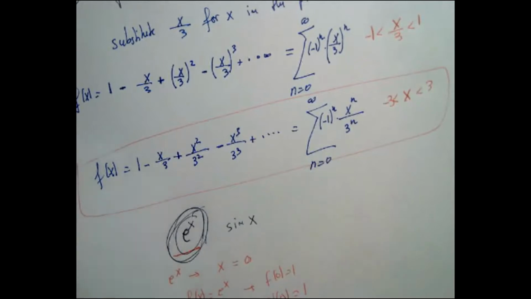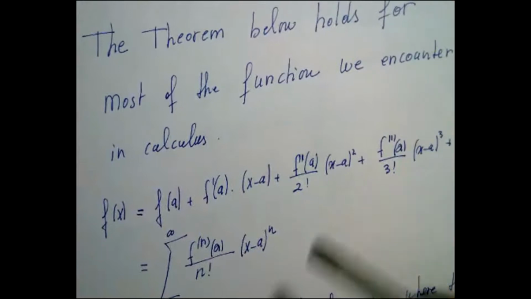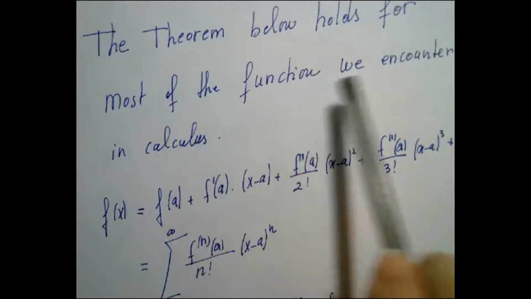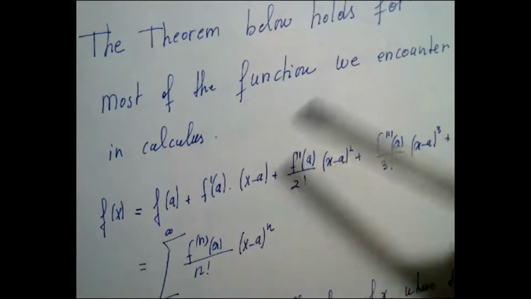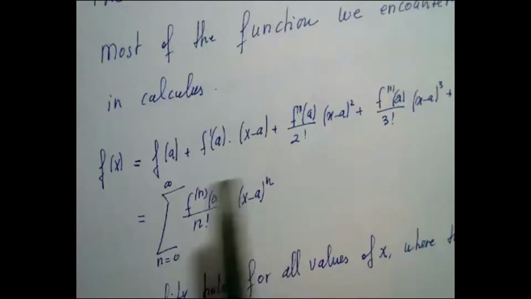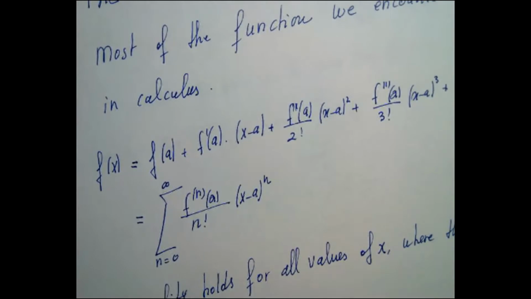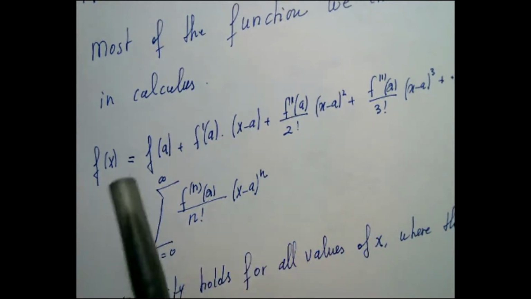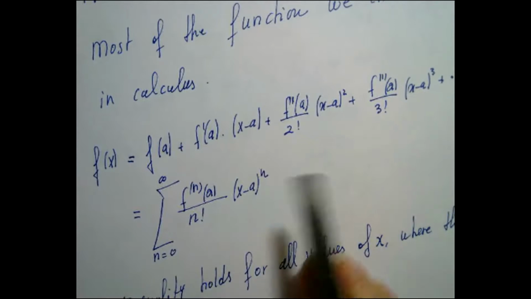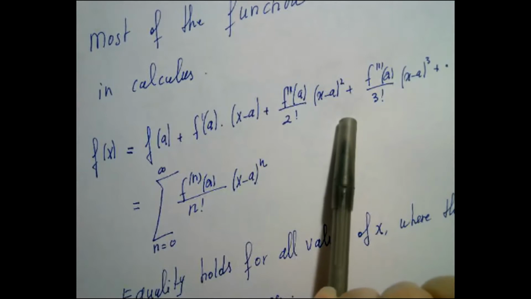All right. Now, there is a theorem. The theorem tells me the following. The theorem below holds for most of the functions we encounter in calculus. So we're not going to prove it, but we're going to accept the theorem. It tells me that every function that we're familiar with in calculus, what do I mean by that? e to the x, cosine x, ln of x, those are the basic functions we work with. Every function, as long as all the derivatives exist near A, is equal to its Taylor series.